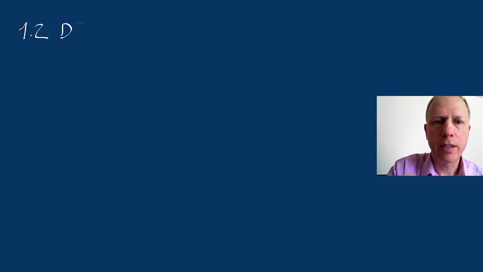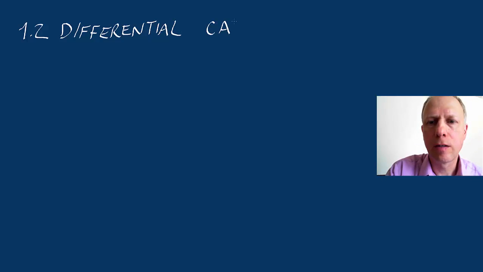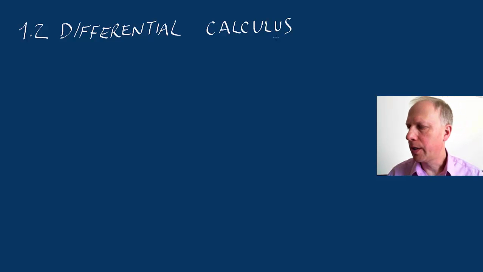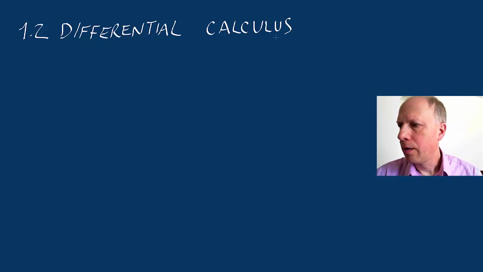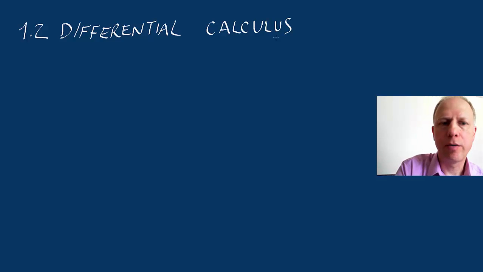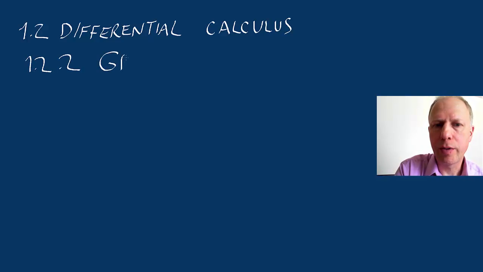Section 1.2, again continuing to discuss vector analysis. 1.2 is about differential calculus. I'm skipping the first part of that section, going to 1.2.2, which deals with the gradient.